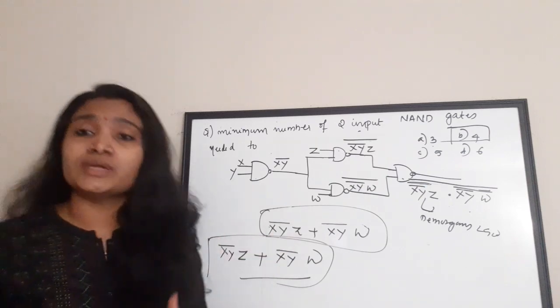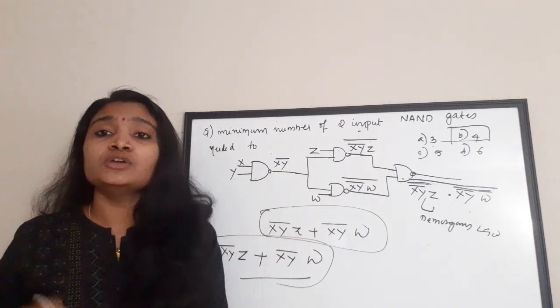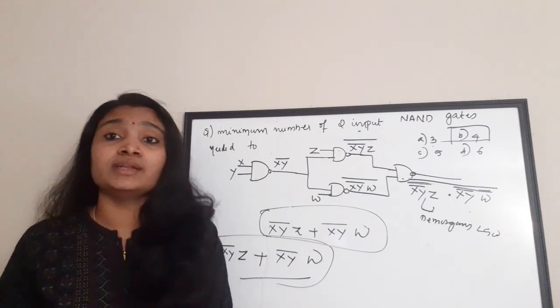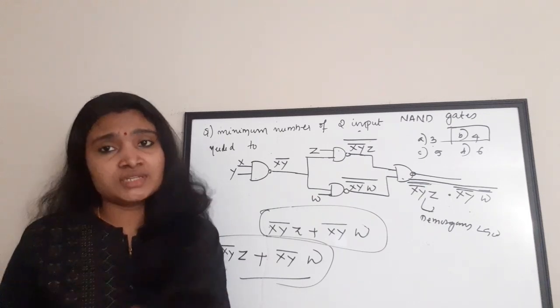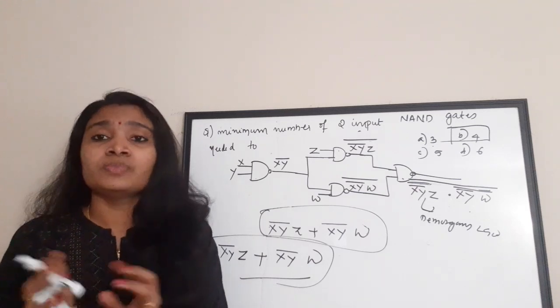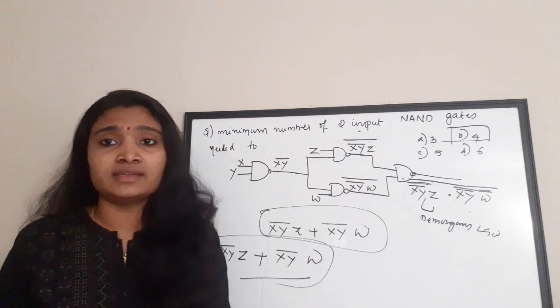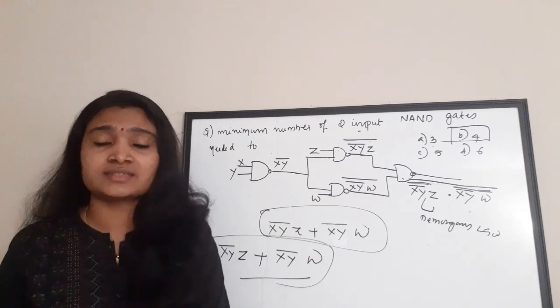Okay, so these are the questions which I have included in this video. You will be facing a lot of questions like how many NAND gates you need, how many AND gates you need, how many NOR gates you need. Mostly NAND gates and NOR gates, because they are the universal gates, right? You can realize any expression using NAND gates and NOR gates, the universal gates.